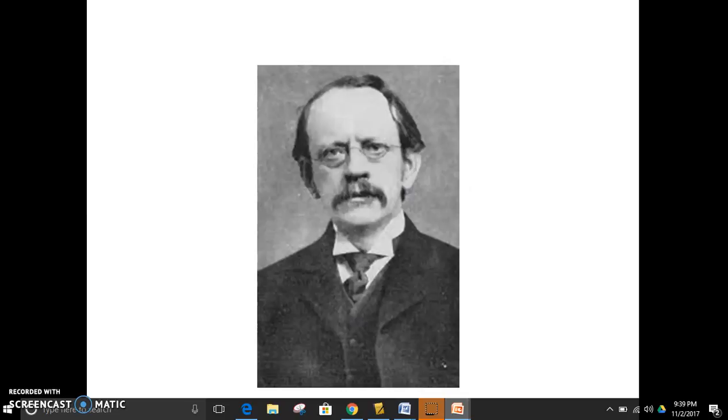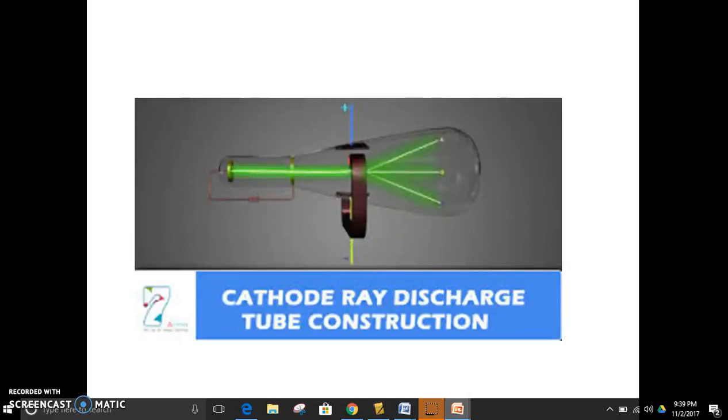This is J.J. Thomson. J.J. Thomson is the father of the electron. He used a cathode ray tube to discover that atoms actually had charged particles inside of them, specifically negatively charged particles, and those negatively charged particles were the electron. Here's an image of the cathode ray tube. It has a positive end and a negative end, and you can get the electrons to travel along this cathode ray tube. This is how tube televisions work.